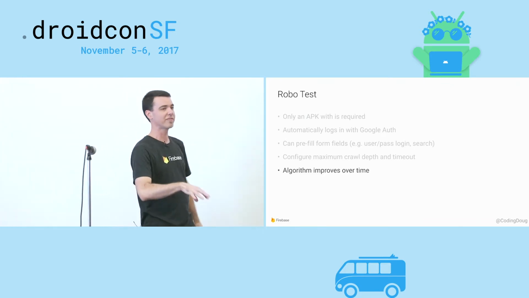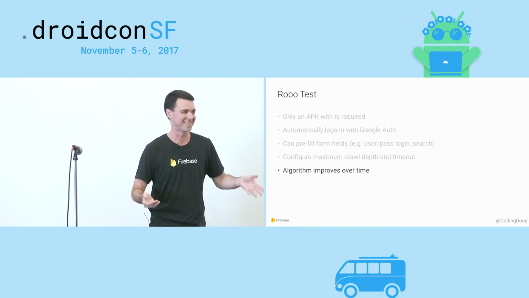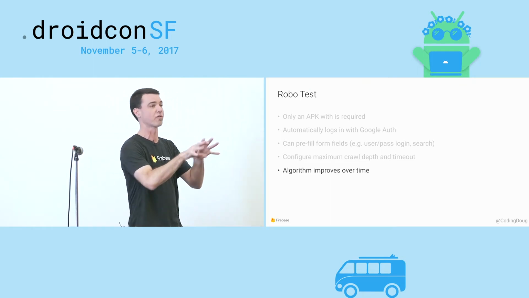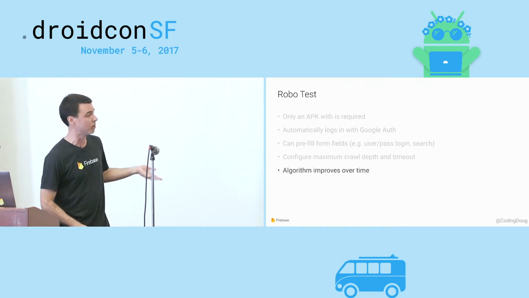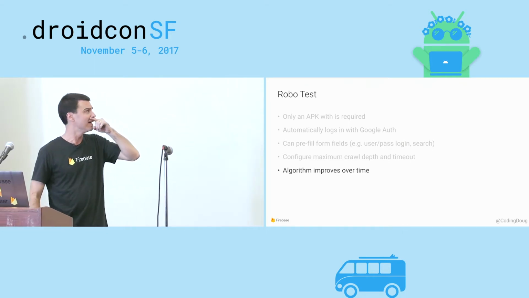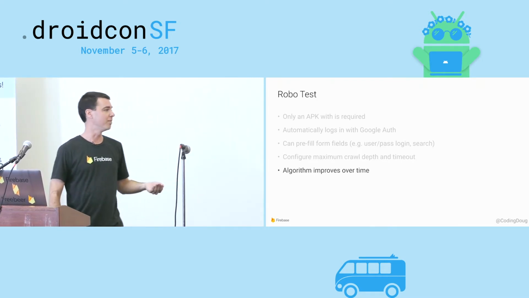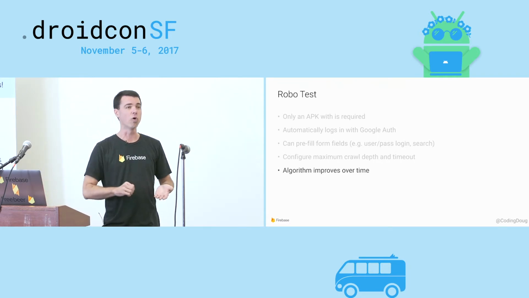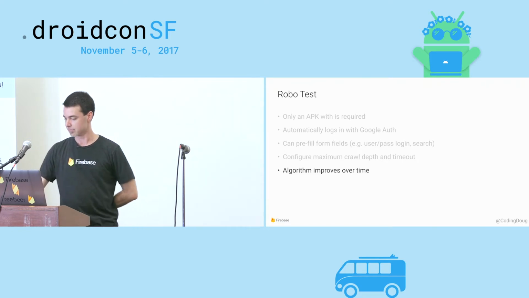And again, RoboTest is smart. So if you know Monkey Runner, if anyone's ever heard of Monkey Runner, that's a dumb test. Not to say that Monkey Runner is dumb, it just doesn't have any brains behind it. It doesn't know what it's doing. It's just randomly generating events. Robo is smart. It's algorithmic. It's predictable. And the algorithm improves over time. In fact, I think just a few weeks ago, the Test Lab team released a new version of Robo that's faster, crawls deeper, and generally finds more actual crashes than the prior version.